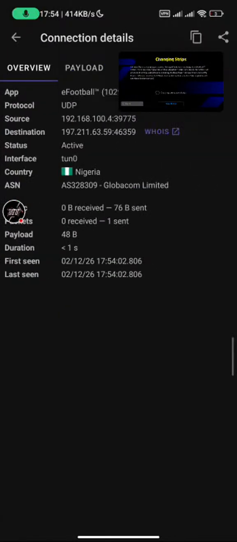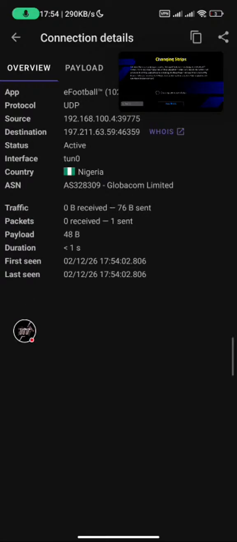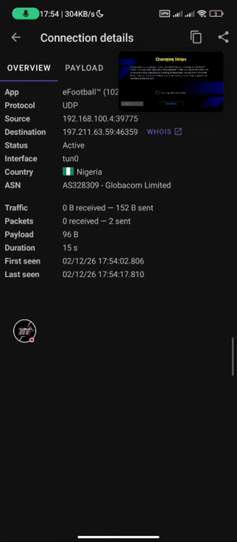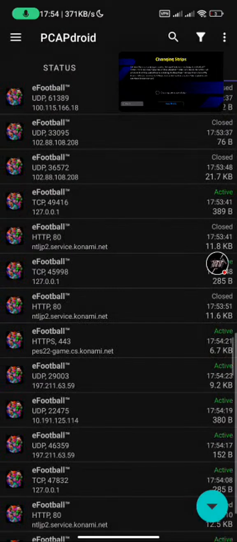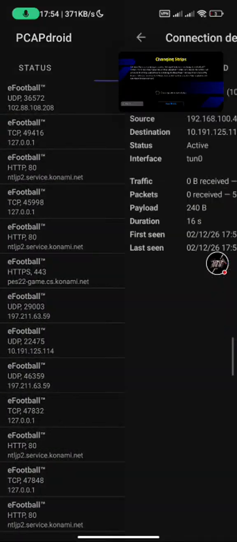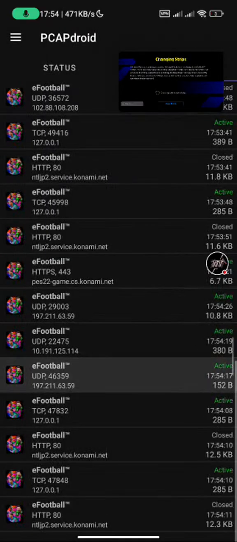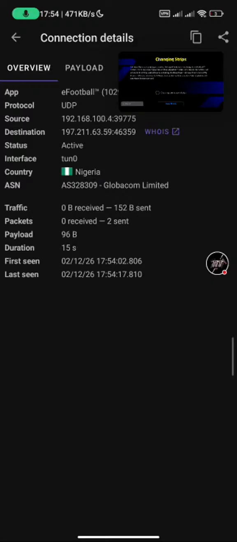This one is Globacom. This is my first time meeting Globacom. If it connects, let's see the bars. Globacom is Glo. Glo was in Ghana, but Glo has left Ghana. It's not connecting. That means that Glo is very, very bad. If it's not connecting, then the network is very, very bad.